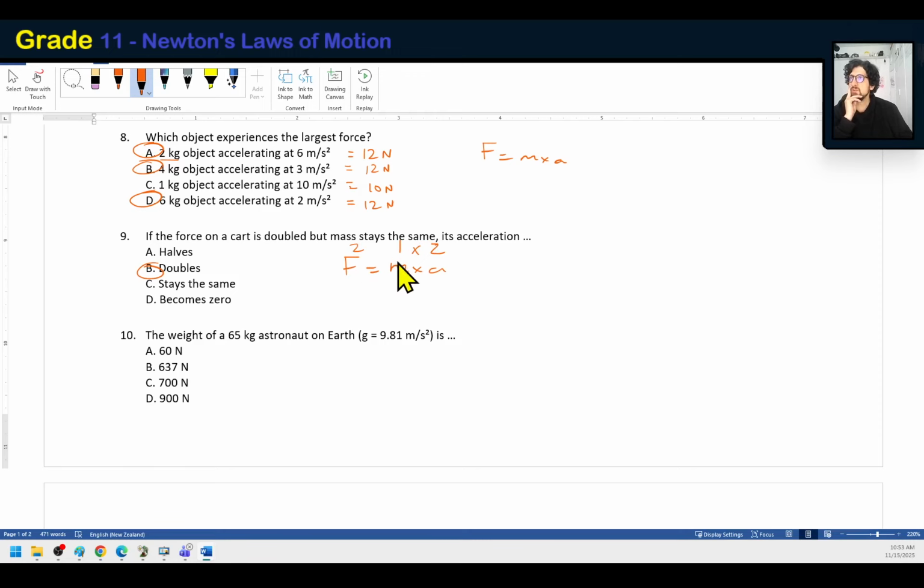Now what happens if we double the force? So let's make the force 4. So now it's 4, and that equals the mass. The mass is still the same, 1, but look at what happens to the acceleration. Acceleration is now doubled. It goes to 4. So if you double the force, you double the acceleration.